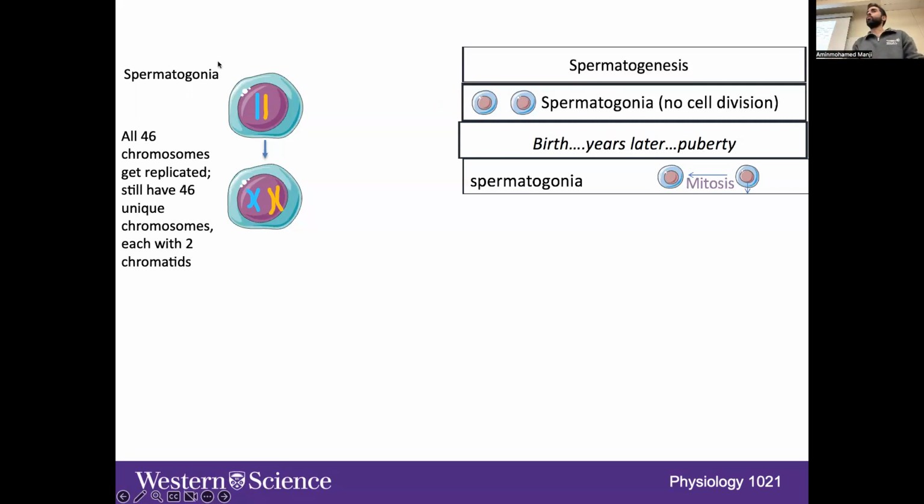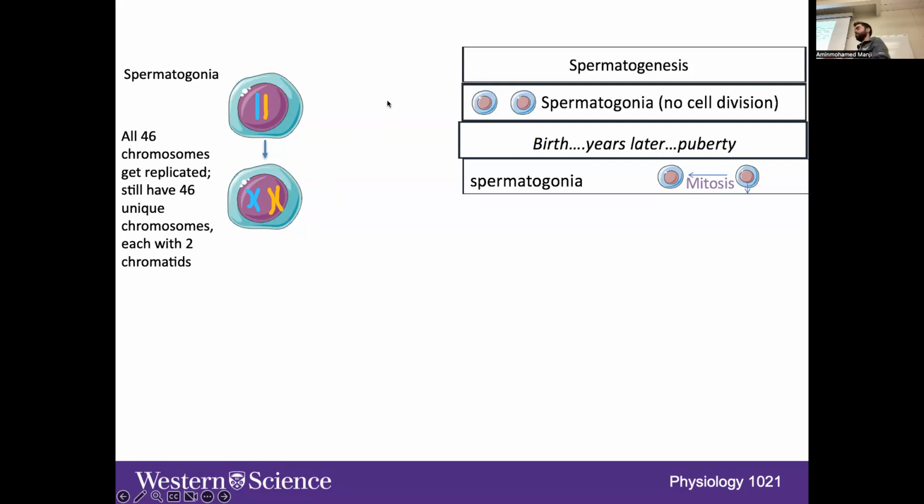Okay, so you're starting off with one spermatogonia, and keep in mind, males are going to have several of these. They're not going to just have one. They're going to have probably millions or way more than that even. What exactly happens in mitosis? Well, every single one of those 46 chromosomes are going to get duplicated.